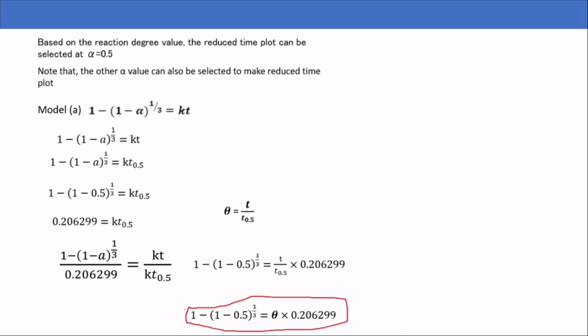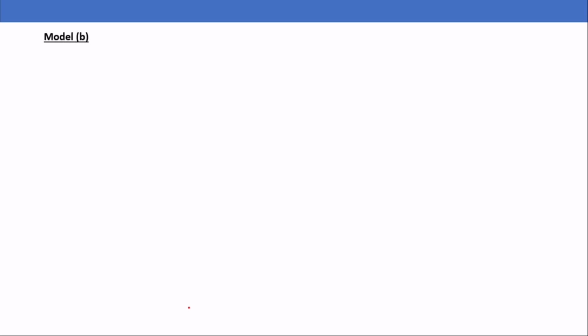I know you've tried it. When you tried it, this is what you get. For model B, using the same procedure, you're going to get 1 minus 2 over 3 alpha minus (1 minus alpha) exponent 2 over 3, which will give you theta times 0.04. And with model 3, you're going to get this. I hope you had it right.